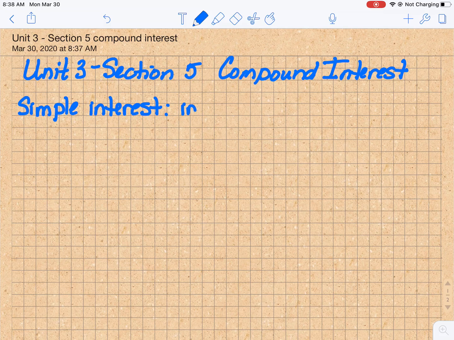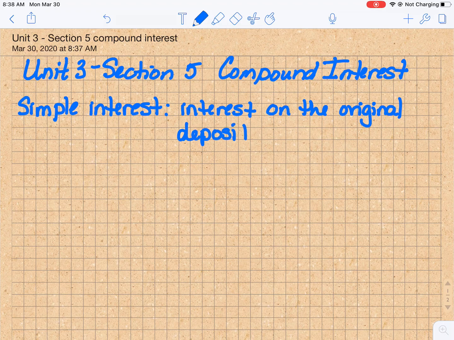Okay? So it's the interest on the original deposit. Okay, you never earn more than the interest on the original deposit. We're going to talk about today is compound interest.